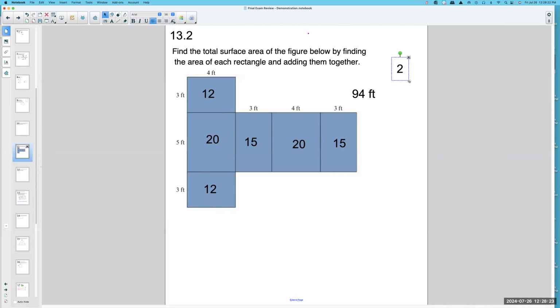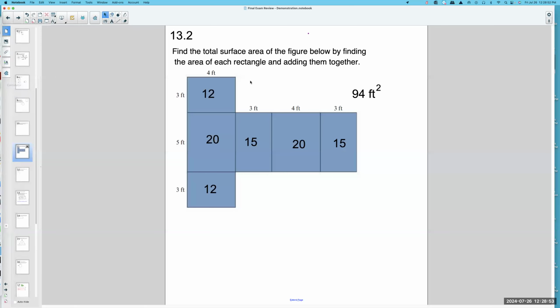Now here is where you do want to put in your units and be picky. 94 square feet. And again, you can add it up, 12 plus 12 plus 20 plus 20 plus 15 plus 15, however you want to do it. Just making sure, 24, 44. I do that wrong in my head. 47.